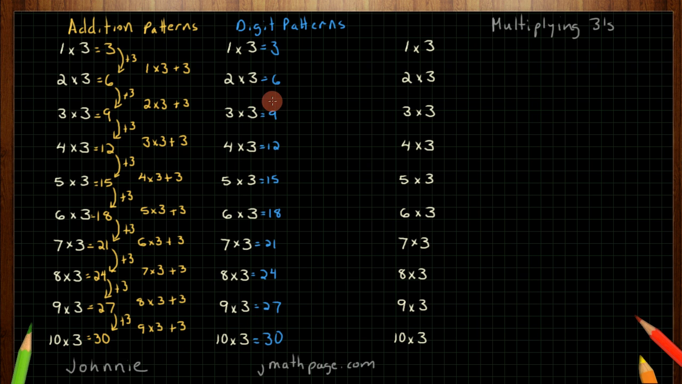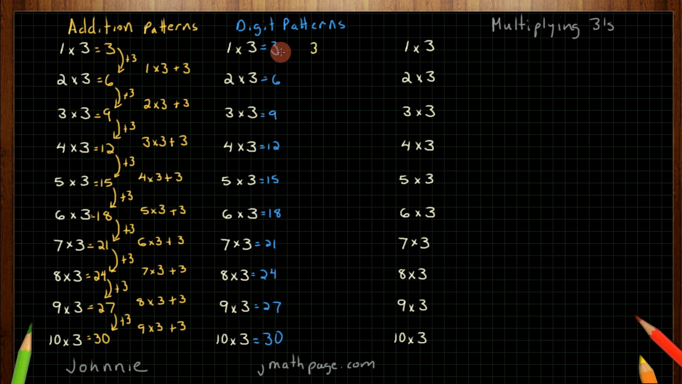All right, that's wonderful. We know the pattern now of adding 3 every time. But what about the digit patterns? Well, here, I want you to pay attention to the digit patterns this way. If we look here, we have just 3. So let's write 3 over here.